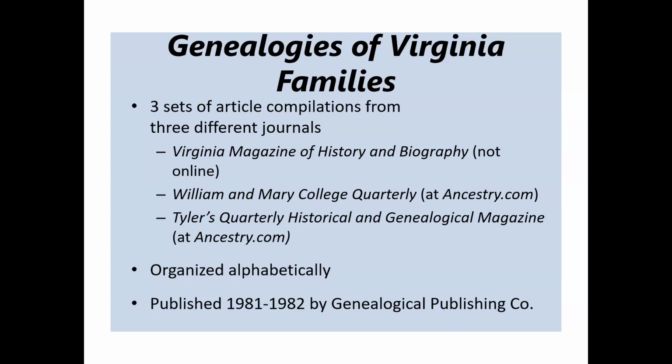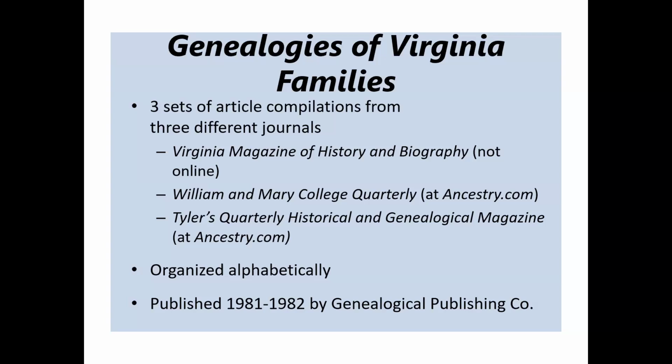Some of the best known compilations of Virginia genealogies come out of the same journals as that of the SWEM Index. That includes the Virginia Magazine of History and Biography, which is not online. William and Mary College Quarterly is at Ancestry, as is Tyler's Quarterly. I know William and Mary is on JSTOR. I cannot remember if Tyler's is.